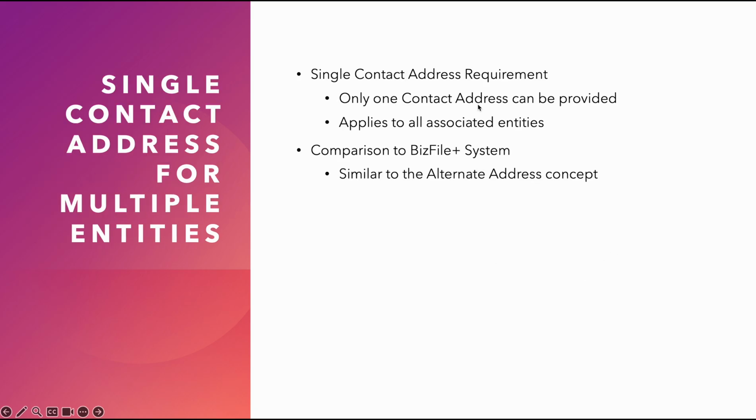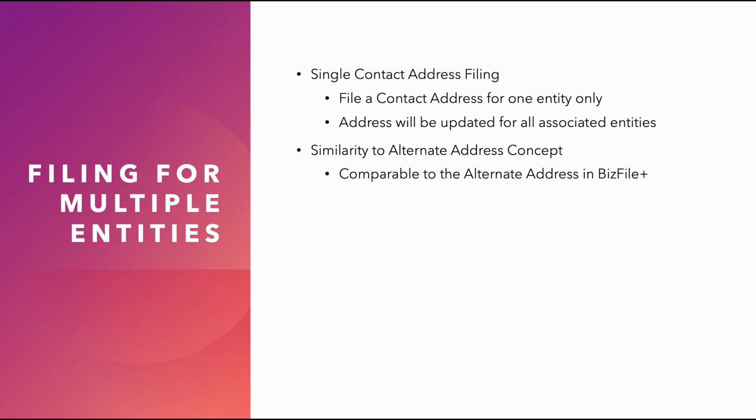So only one contact address can be provided and it applies to all associated entities. Currently, the alternate address concept is the same. Basically, contact address and alternate address can be used interchangeably because they are almost the same. It's just that now it's called contact address.